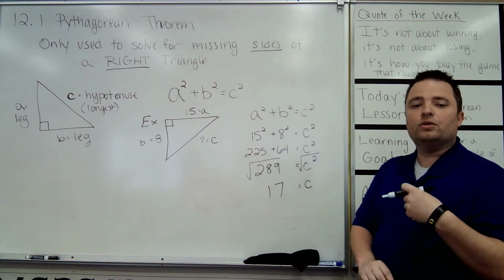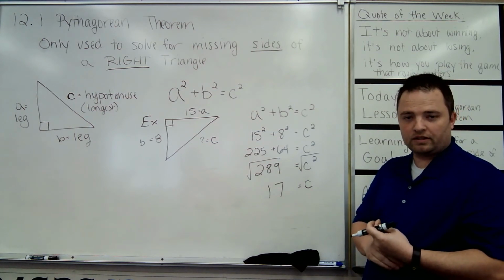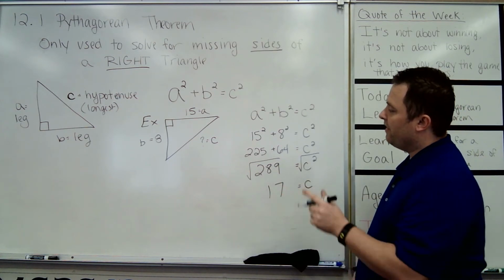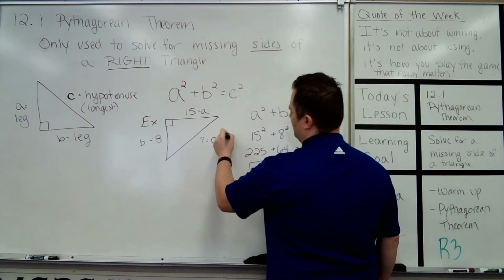Okay, now you can punch that into your calculator. Okay, use the square root symbol. The square root of 289 is 17. That means that this missing side is equal to 17.